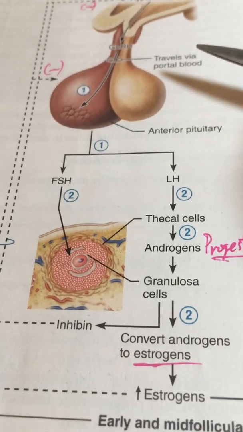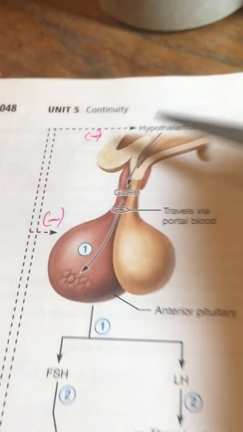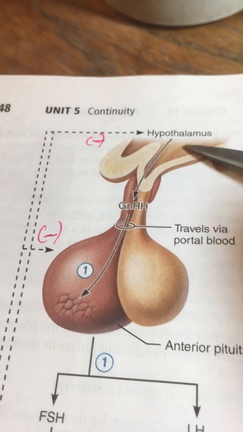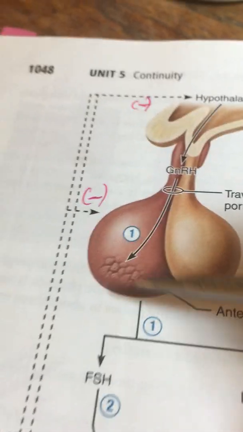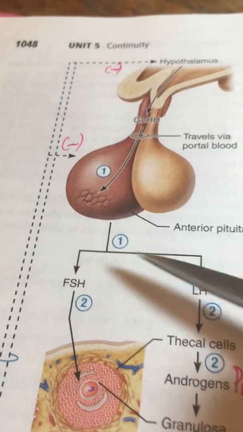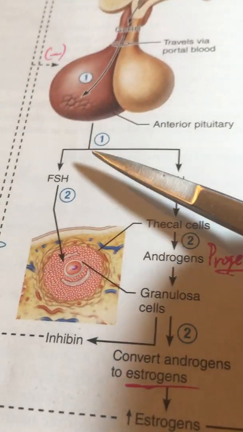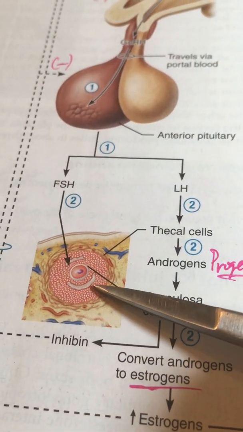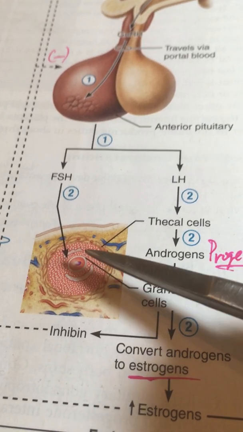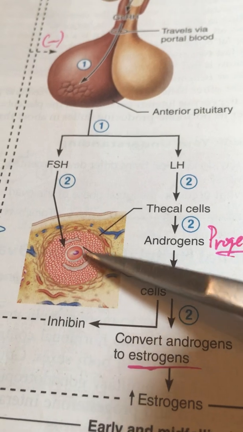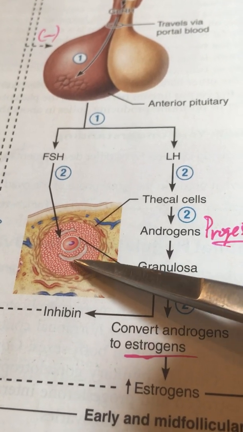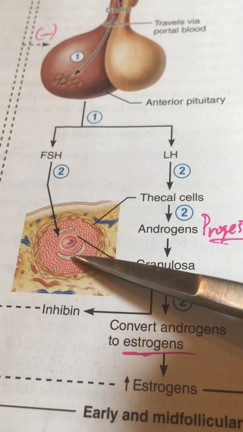Now on page 1048, we have here, as you recall, this review here of the anterior pituitary, where we have FSH and LH. FSH comes out and stimulates the follicle itself to produce the developing ovum and all of these surrounding tissues of granulosa and thecal cells.